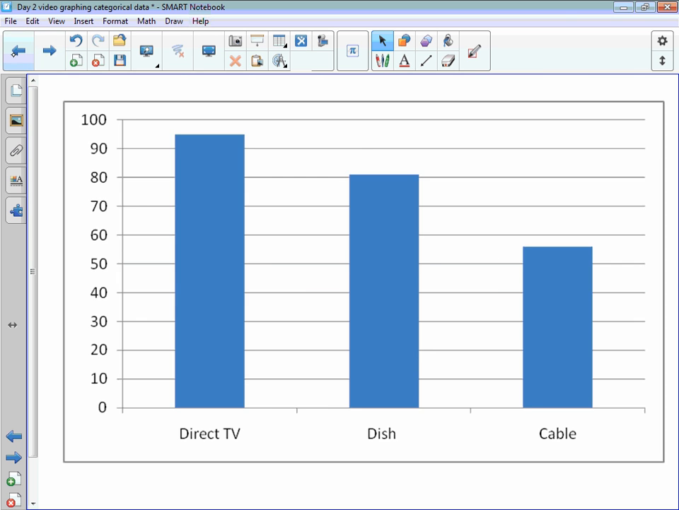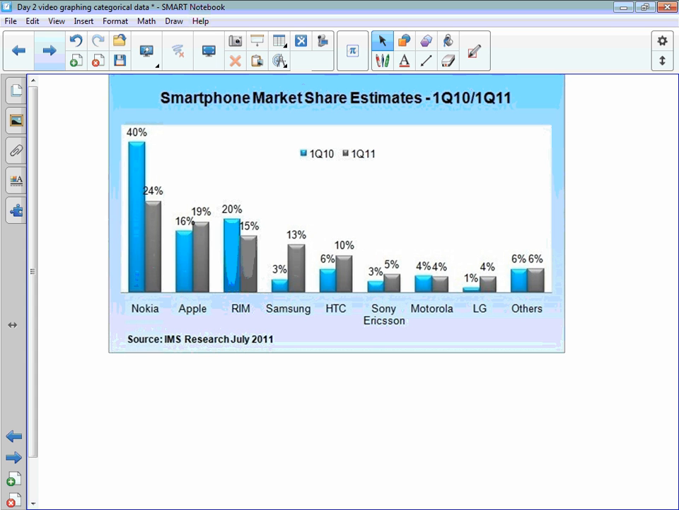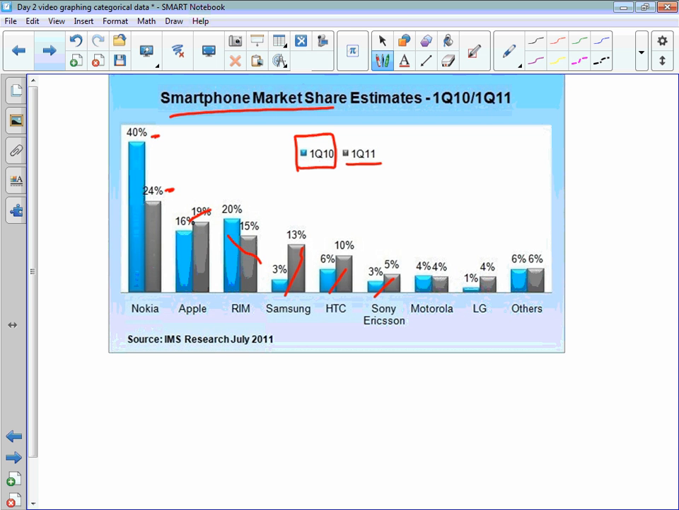This is a side-by-side bar chart where they're comparing the market share of smartphone operating systems in July 2011, but they did it, actually it's first quarter 2010 and first quarter 2011. So by looking at this, you can see growth or shrinkage. So the Nokia operating system went from 40 to 24, but the Apple was up. Research in Motion was down. Samsung was way up. Oh, I'm sorry, this isn't operating systems. This is companies that make smartphones. HTC was up, Sony was up, LG was up, Motorola was flat. But you can see the death of Nokia coming and the death of Research in Motion coming, which is the BlackBerry.